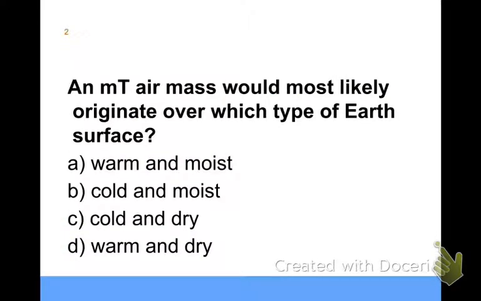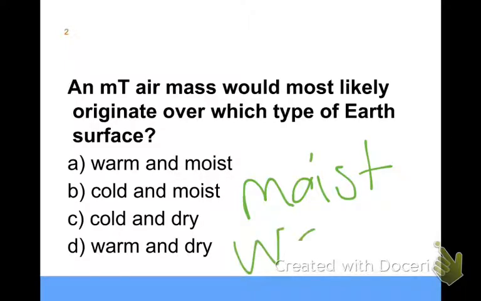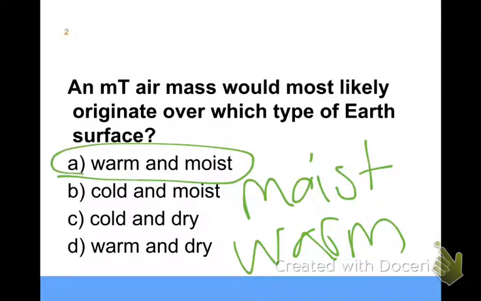Let's look at number 2. An MT air mass would most likely originate over which type of surface? Well, we know M stands for moist or humid, and we know that T means warm, so it is a warm and moist air mass, which is why the answer was A.